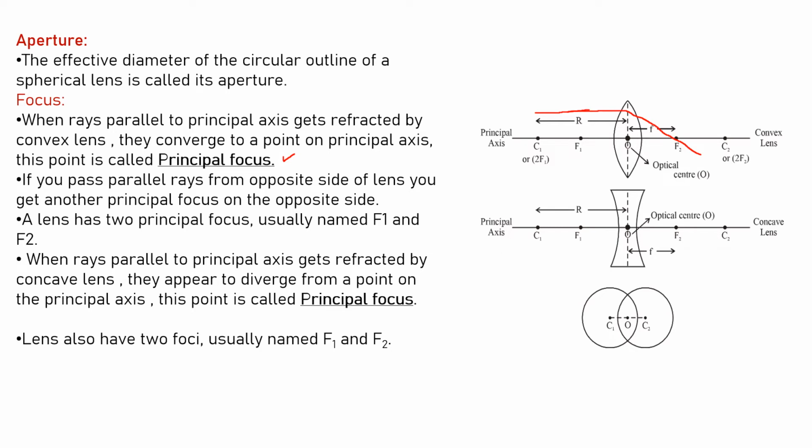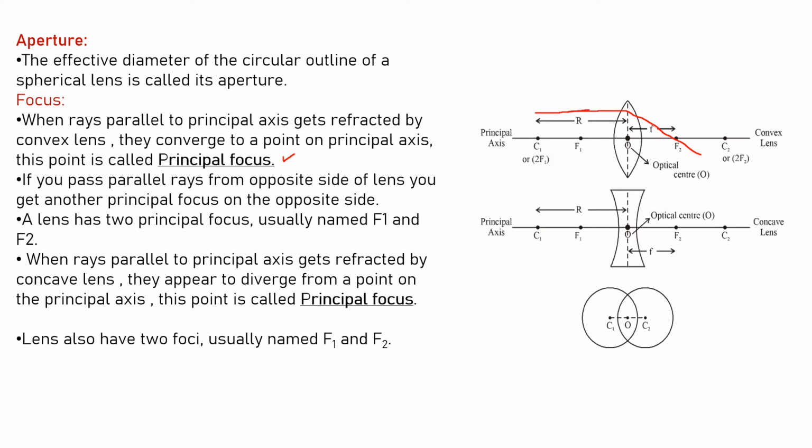So what we have concluded is that wherever the rays are converging, in the case of a convex lens, that particular point on the principal axis is known as the principal focus. Okay, students? A lens has two principal foci, usually named f1 and f2. Here we will follow the rules given in NCERT. All the diagrams will be followed according to NCERT.